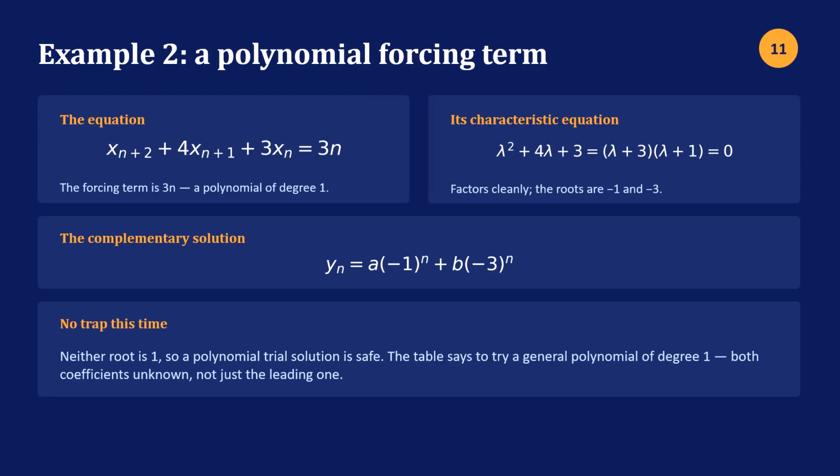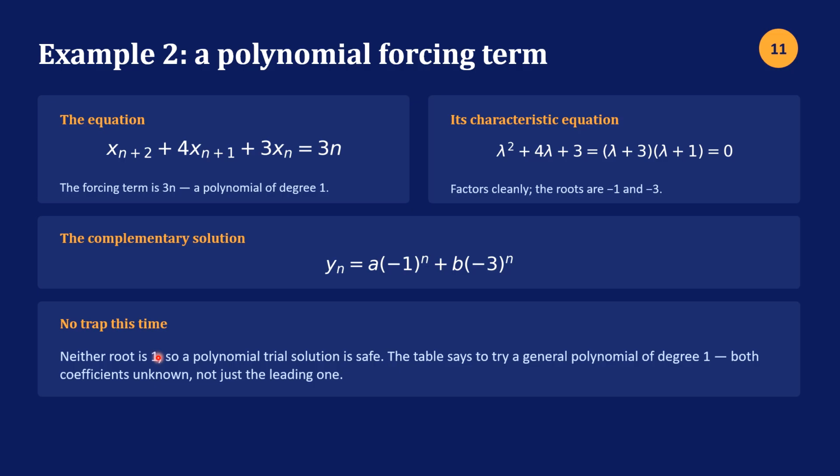Example number 2, a polynomial forcing term. Here's our second example. We have an autonomous equation. These are constants here. The coefficients are constants. However, our b of n is a polynomial. So first we solve the homogeneous equation using the normal technique. We get two roots, minus 1 and minus 3, and the complementary solution is a times minus 1 to the n plus b times minus 3 to the n.